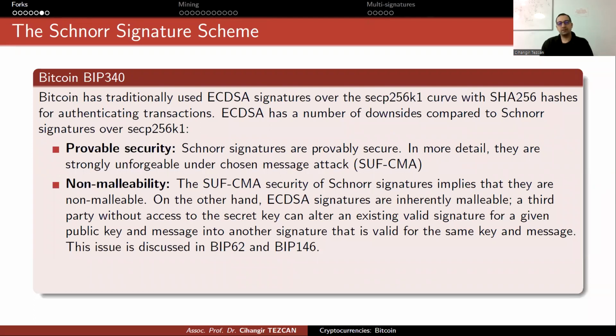A third party without access to the secret key can alter an existing valid signature for a given public key and message into another signature that is valid for the same key and message. This issue is discussed in these BIPs. So currently it is not a direct attack, okay? So assume somebody signs a message, and you create another valid signature, but this is also for the same message. So you might think that, okay, this doesn't cause any problem, right? Because somebody signed it already.